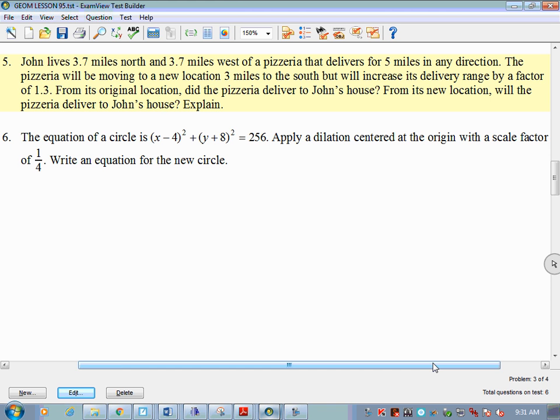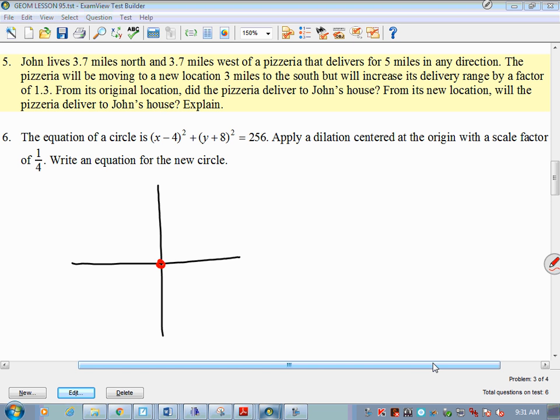Okay, so let's look at things here. The pizzeria is what we would consider the center of our circle, right? As all places that serve pizza should be considered the center or the hub of society, right?